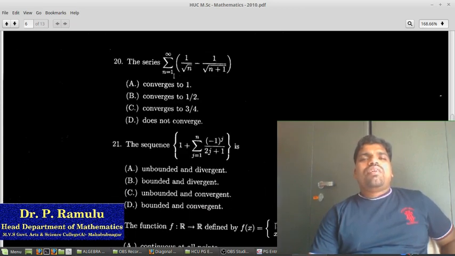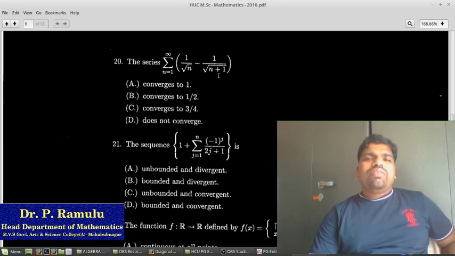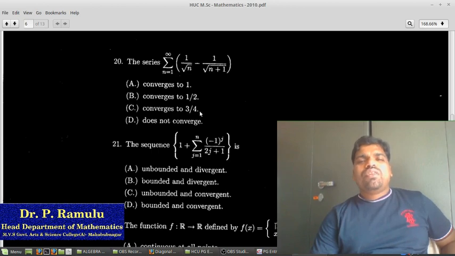If I take the series summation n equal to 1 to infinity of 1 by root n minus 1 by root n plus 1, we have to say whether it converges to 1, converges to 1 by 2, converges to 3 by 4, or does not converge. It is of the form summation an equal to 1 by root n minus 1 by root n plus 1. I take the nth partial sum Sn equal to a1 plus a2 plus up to an. Here Sn equal to a1, nothing but 1 minus 1 by root 2, a2 nothing but 1 by root 2 minus 1 by root 3, a3 nothing but 1 by root 3 minus 1 by root 4, and so on, up to an nothing but 1 by root n minus 1 by root n plus 1.